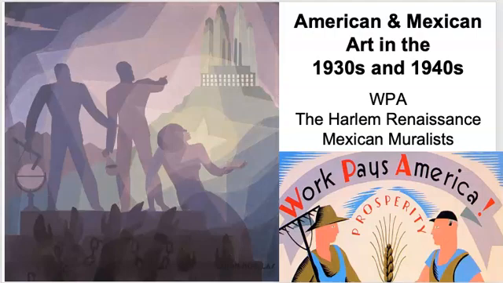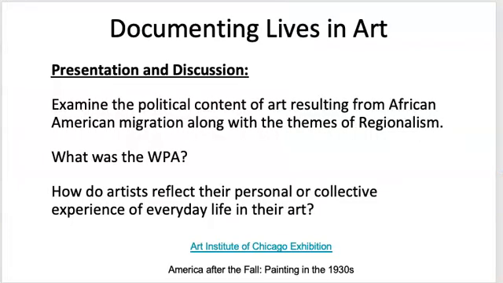Hope you're doing well. Today we're going to talk about American and Mexican art in the 1930s and 40s. So we're going to talk about the WPA, the Harlem Renaissance, and Mexican muralists. A lot of the art that we're going to see comes from artists who are documenting their lives, like everyday life and art. We'll examine the political content of art resulting from African American migration, along with themes of regionalism.